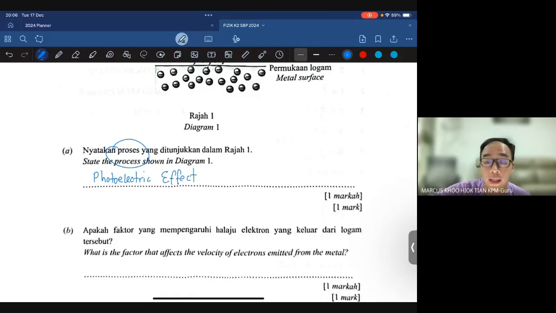Okay, kesan photoelectric lah. So, a lot of people that want to join. Okay, hold on. Okay, so it's photoelectric effect.